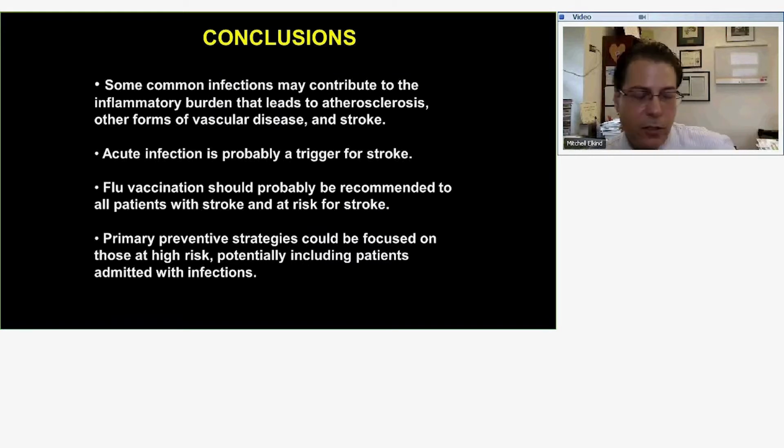So let me just finally conclude then by saying some common infections may contribute to the inflammatory burden that leads to atherosclerosis, other forms of vascular disease, and stroke. I do think that acute infection is going to be a trigger for stroke, and I'm kind of excited to see what happens with that in the future. Flu vaccine should probably be recommended to all patients with stroke and at risk for stroke. Every patient who comes into the U.S. hospitals now gets flu vaccine, so it's unlikely we're going to be able to study that, at least in recurrent stroke, very well. And then primary preventive strategies could focus on those at high risk, including those potentially with recent infections.